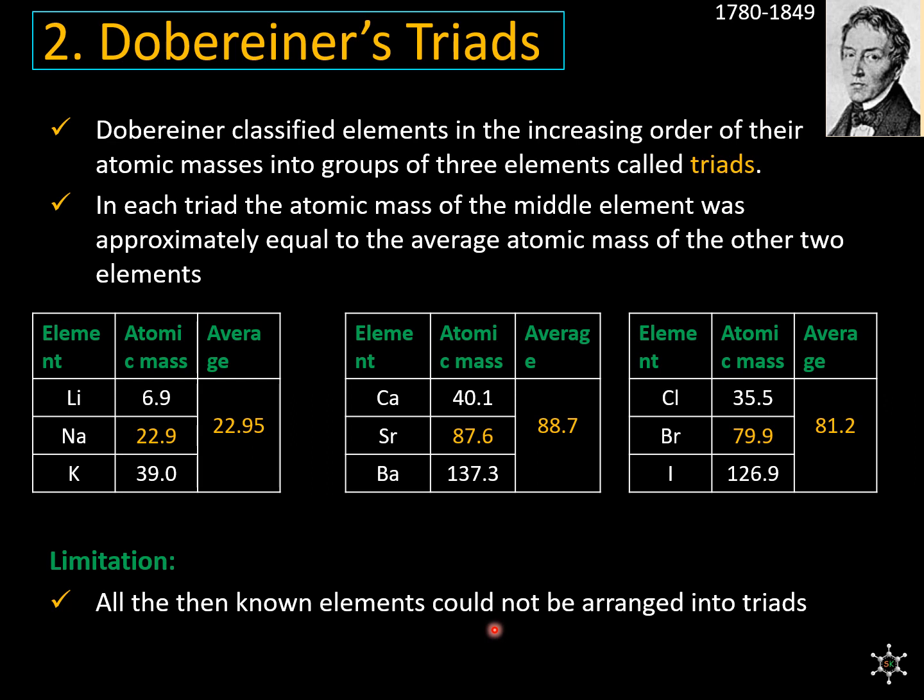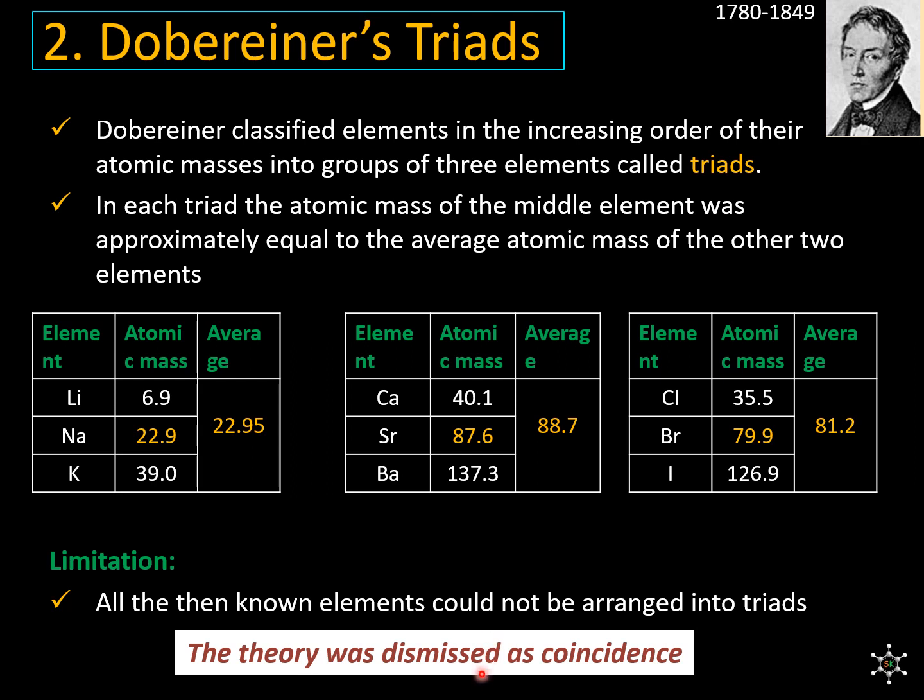Though it was successful with 3 set of triads, this approach also had a limitation. All the then known elements could not be arranged into triads. For this reason, they have dismissed this theory as coincidence.